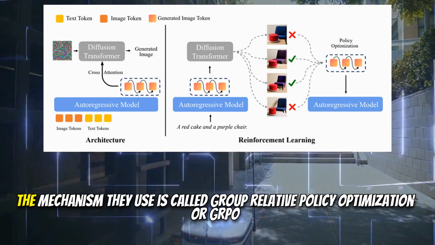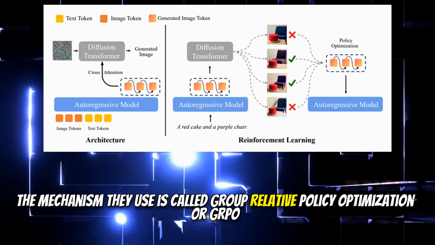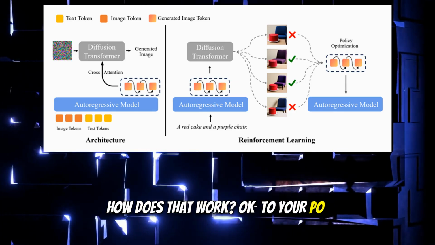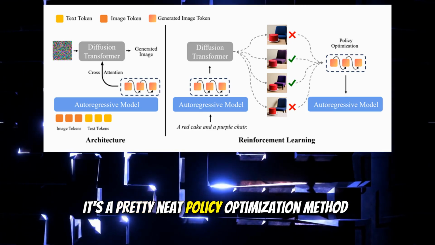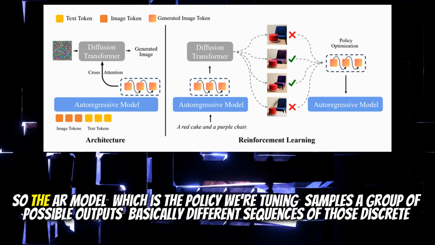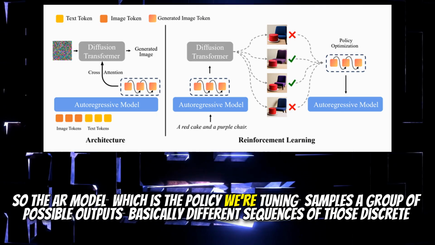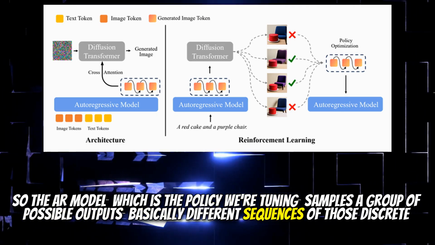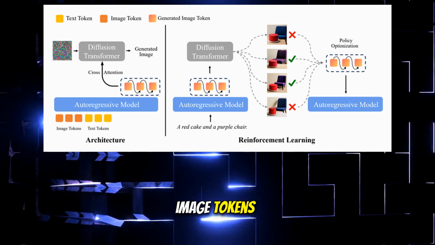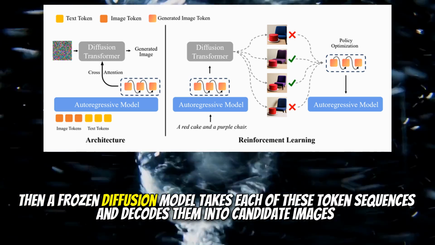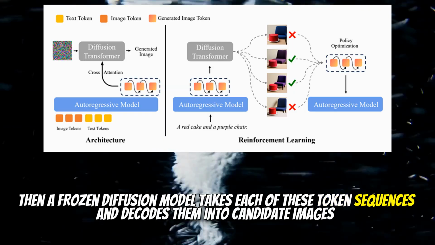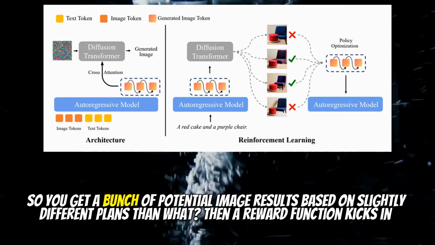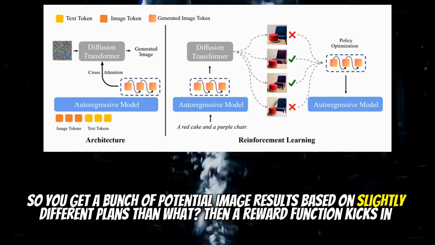Okay, let's get specific. The mechanism they use is called Group Relative Policy Optimization, or GRPO. How does that work? Okay, GRPO. It's a pretty neat policy optimization method. So the AR model, which is the policy we're tuning, samples a group of possible outputs, basically different sequences of those discrete image tokens. Then a frozen diffusion model takes each of these token sequences and decodes them into candidate images. So you get a bunch of potential image results based on slightly different plans.